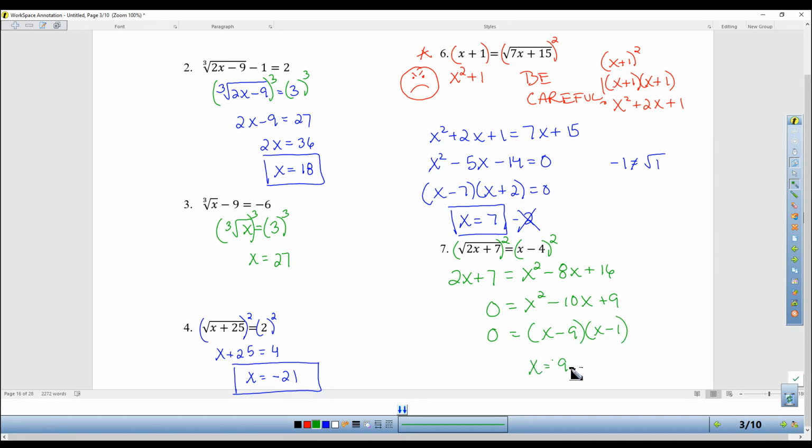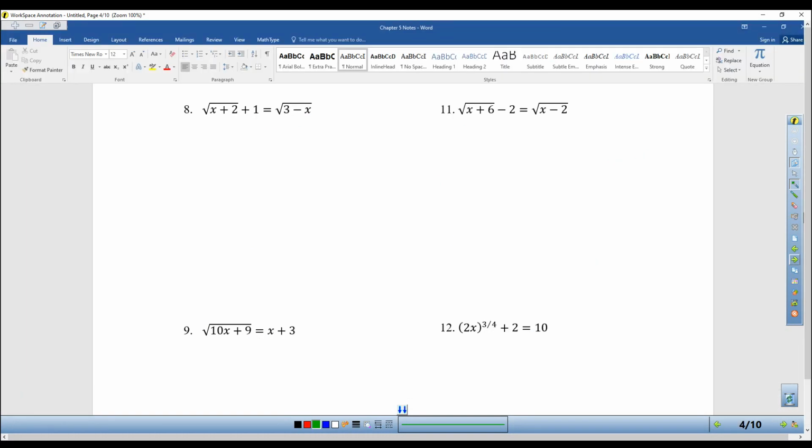I get two answers. And if you checked both of them by plugging in, you would see that one did not work. Okay, so last time I said it got harder. Now it gets really hard. You can't isolate the radical any more than it already is. There's just two of them.